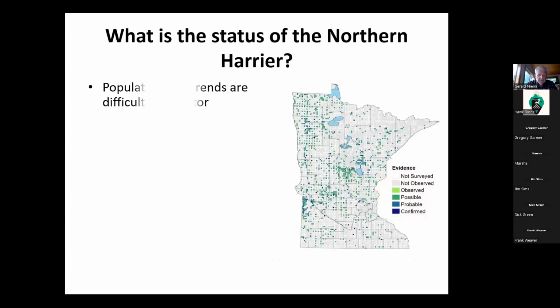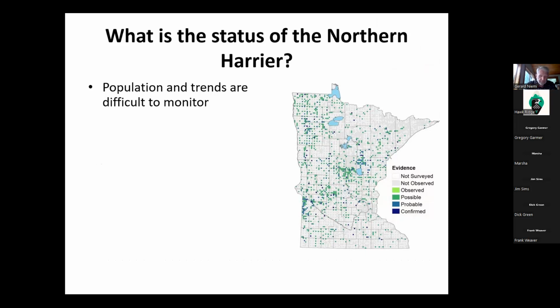So what are some of the interesting aspects of that species? Population and trends of the species are difficult to monitor. Shown on the right are the results of the Breeding Bird Atlas. And again, not that many confirmed nests were actually found, but the species is observed repeatedly in many locations, and you see it very widely distributed across the state of Minnesota.